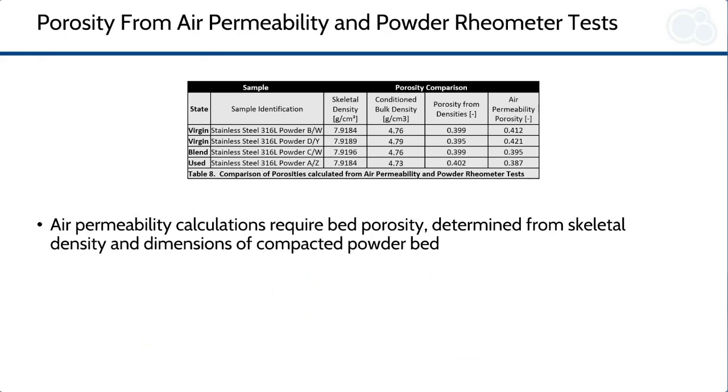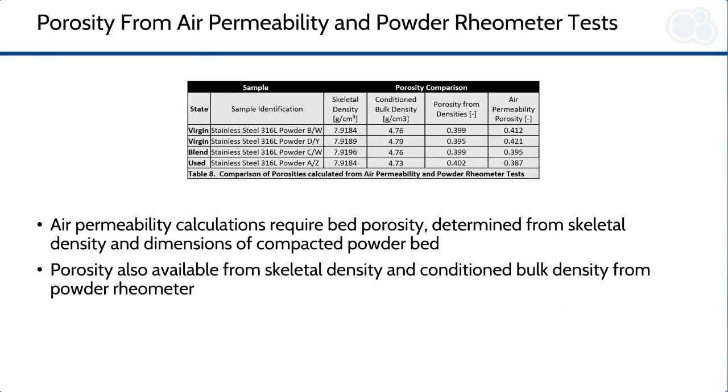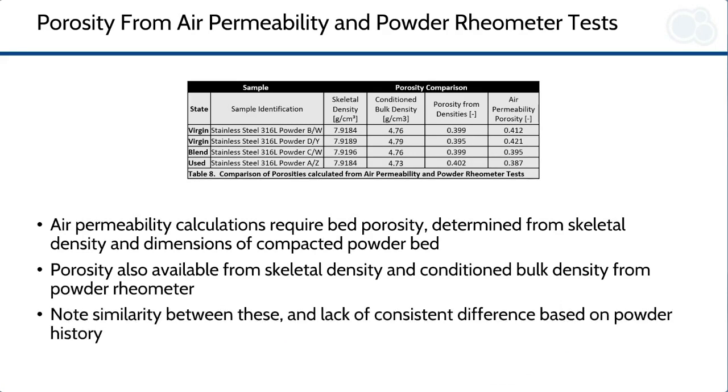As previously mentioned, the bed porosity is needed when calculating the envelope surface area from air permeability, using the skeletal density and the dimensions of the compacted sample. Porosity can be calculated using the skeletal density from gas displacement and the conditioned bulk density from the powder rheometer analysis. Note that the bed porosities calculated using the two different techniques are similar, though not tracking consistently with powder usage.